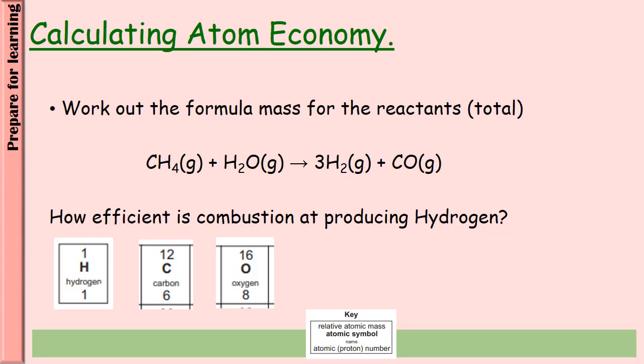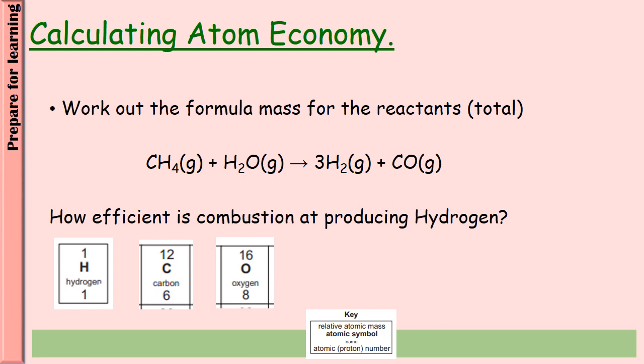So, back to the main aim of today's lesson, calculating atom economy. First job, a bit of revision from when we did C3 originally: work out the formula mass of the reactants in total. We have the equation here: methane plus water forms hydrogen gas and carbon monoxide. And we have a second question of how efficient is combustion at producing hydrogen.